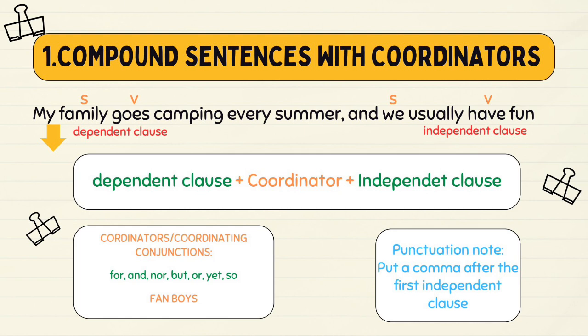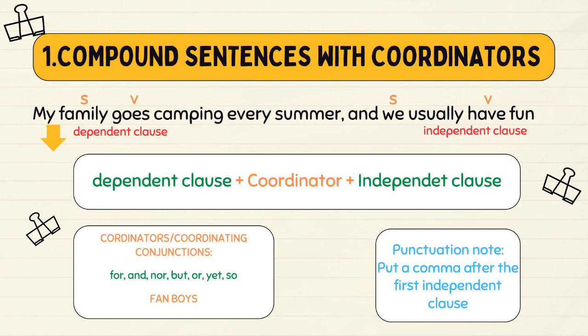Some other coordinators or coordinating conjunctions are for, and, nor, but, or, yet, so, or we can remember them easily by saying FANBOYS. For the punctuation in a compound sentence with a coordinator, we should put a comma after the first independent clause.